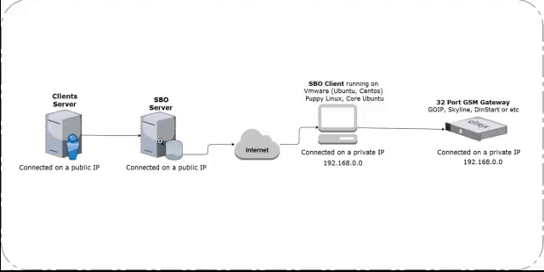Next step, we have the SP server communicating with the SP client. This communication is done over the internet, using a public IP address to a private IP address. In our case, the SP client will always be on a private IP address. All the configuration is done over the web interface which we have on the SP server.